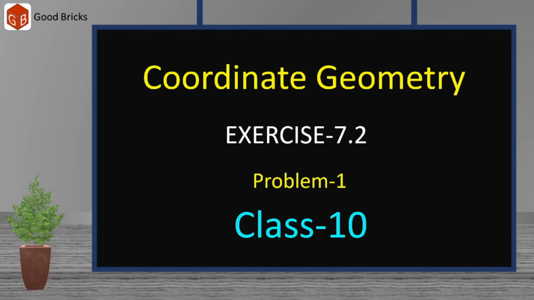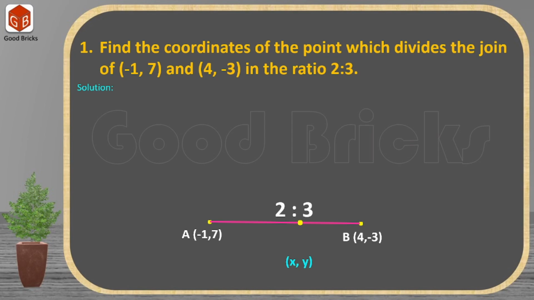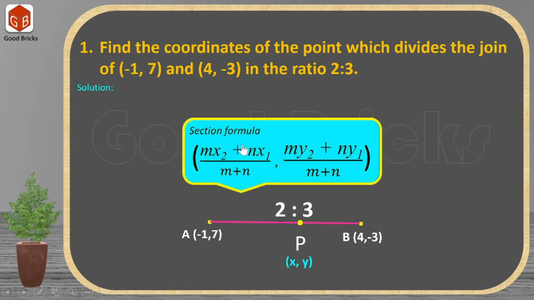Let us now start exercise 7.2 with problem 1. In this problem, they have given 2 points. Between them, there is one more point which divides this line joining points A and B in 2:3 ratio. If this is the given situation, we need to find the coordinates of this point P. So for that, we have the section formula. Using that, we are going to find the coordinates of this point P, which divides this line segment in 2:3 ratio.